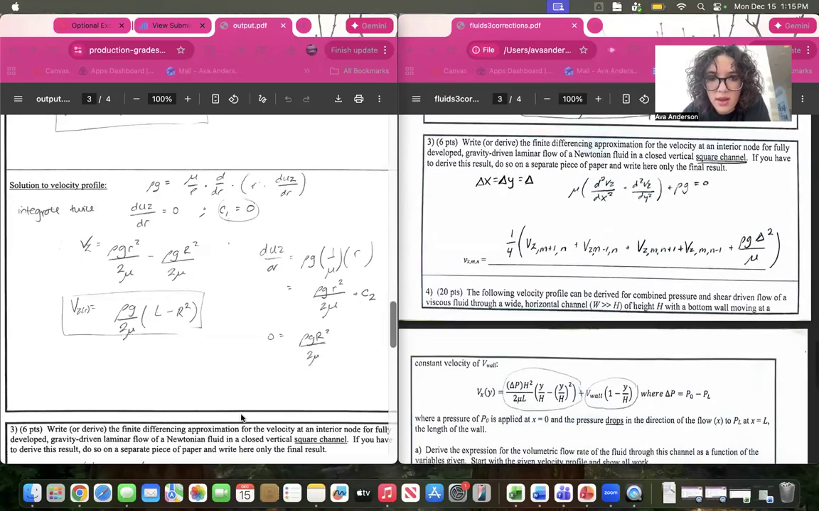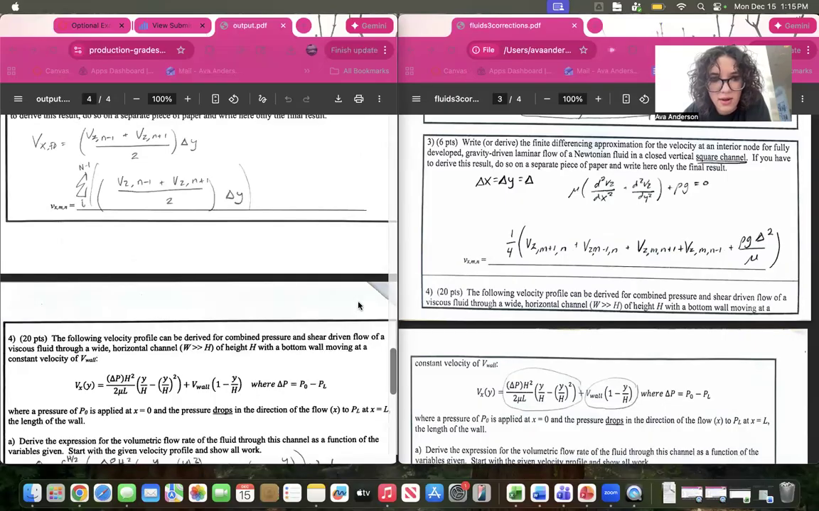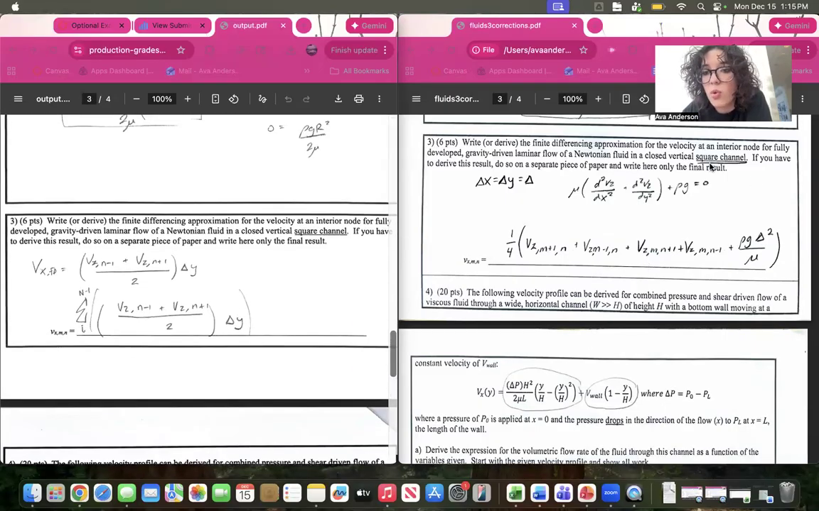And for three, the finite differencing approximation, because it's a square channel, that means delta x and delta y equal one another. I didn't start out this way around, oopsies. But if you take mu times (d squared vz over dx squared plus d squared vz over dy squared) plus rho g equals zero as your starting point, you can eventually solve down to vz(m,n) equals one fourth of (vz(m+1,n) plus vz(m-1,n) plus vz(m,n+1) plus vz(m,n-1) plus rho g delta squared over mu), with delta being equal to both delta x and delta y.